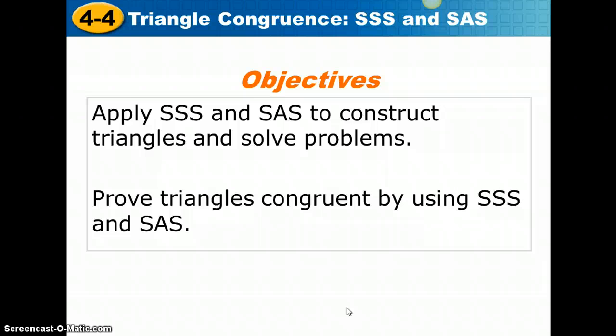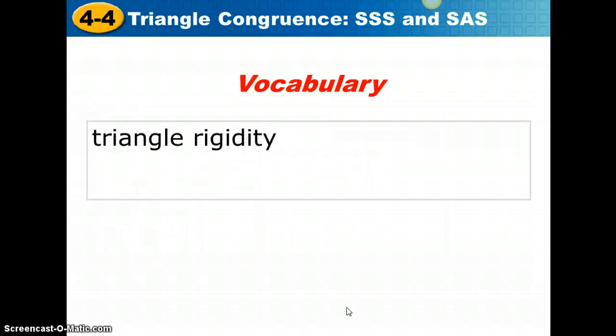We will be applying SSS and SAS to construct triangles and solve problems, and we will prove triangles are congruent by using SSS and SAS. In the previous lesson, 4.3, you learned how to prove triangles are congruent by using the definition of congruent triangles. In that case, you had to show 6 different things: 3 pairs of congruent corresponding angles and 3 pairs of congruent corresponding sides.